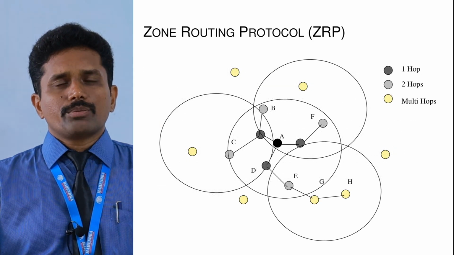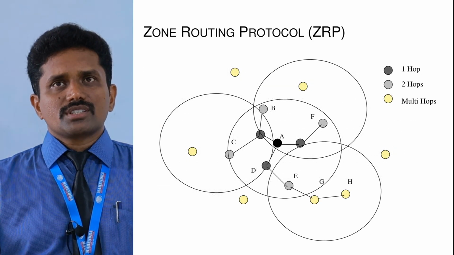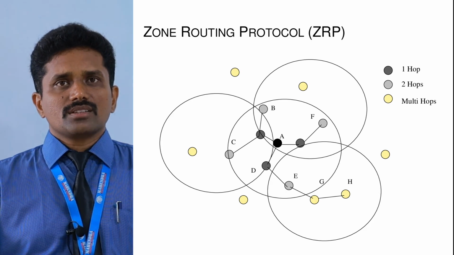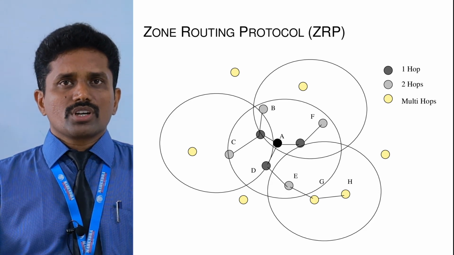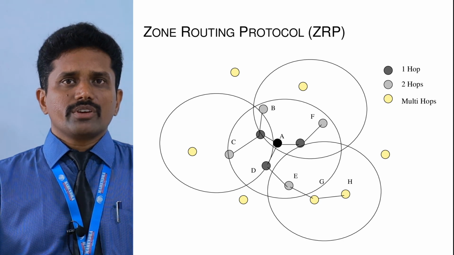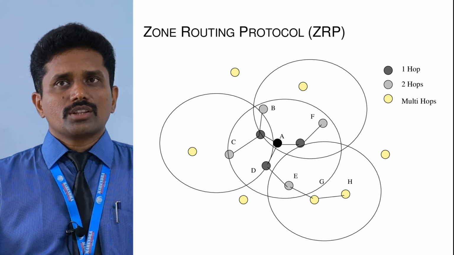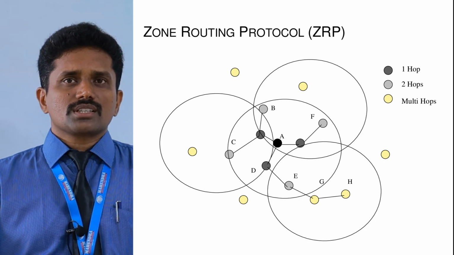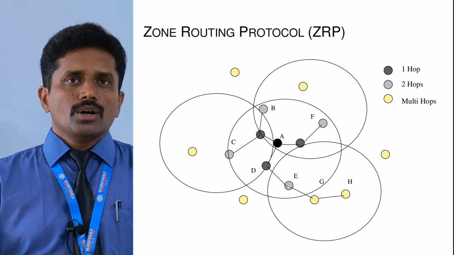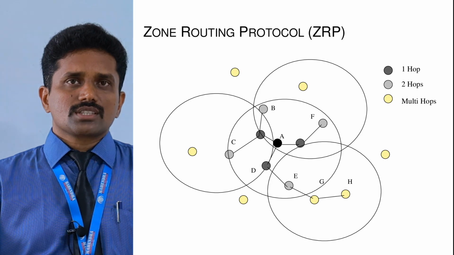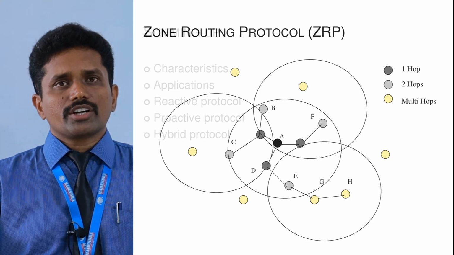Here we can find the picture of inter-zone and intra-zone routing. The center circle indicates the intra-zone routing protocol. Here the routes are always maintained between the nodes, that is the black nodes, the first hop and second hop nodes. The multi-hop nodes outside the center circle are reactive and follow the reactive protocol. The route will be established only on demand.